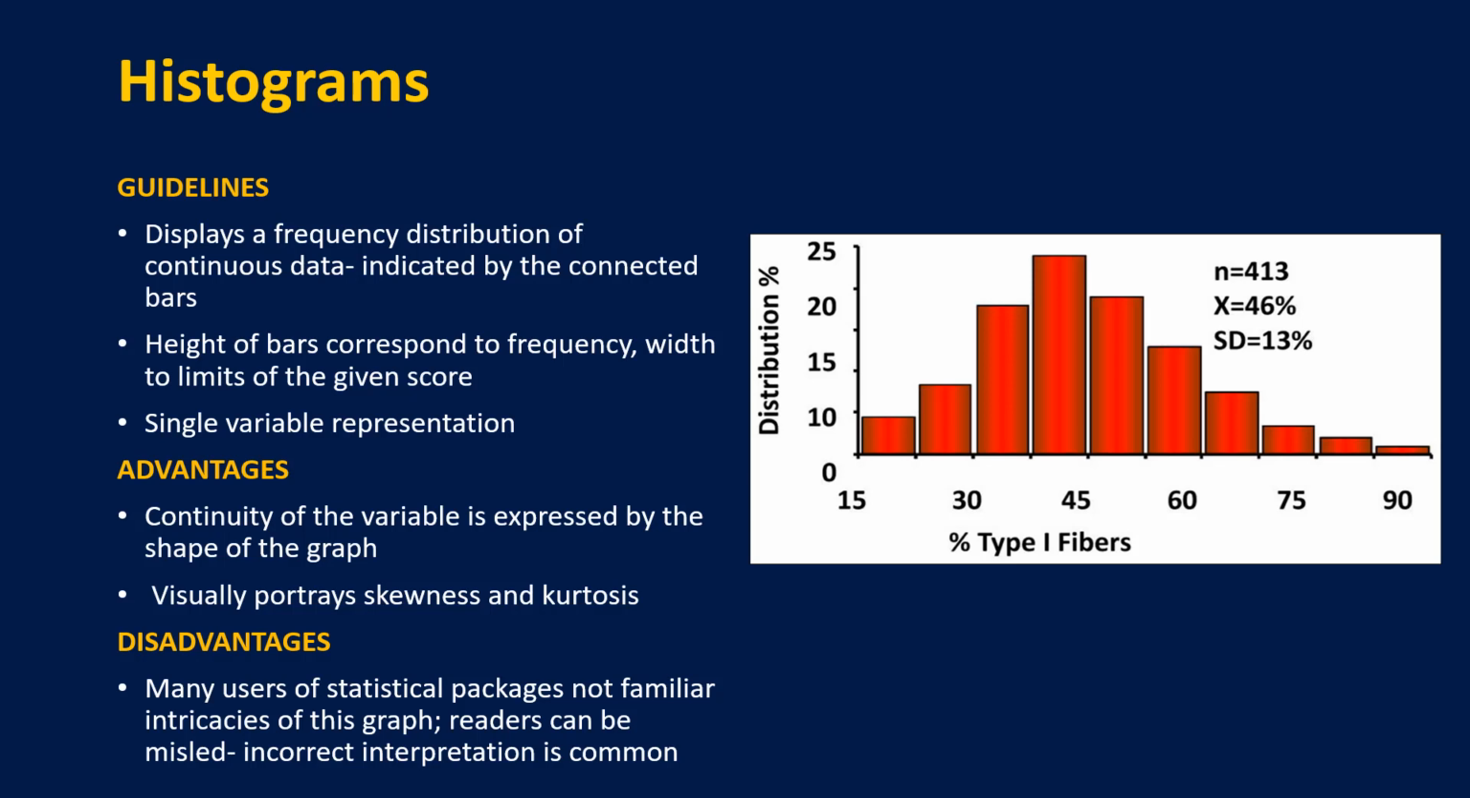So there are some real advantages to using these. The continuity of the variable is expressed by the shape of the graph. So the shape of the graph allows the reader to interpret very simply what's going on. They can understand that if they haven't got a bell-shaped graph, you haven't got normal distribution. And so they can understand which way the data is being skewed. And that's where you get the notion of skewness and kurtosis. So we can see what the shape of the graph is, and we can see where the data is being skewed. So we can make an interpretation from the graph very, very easily.